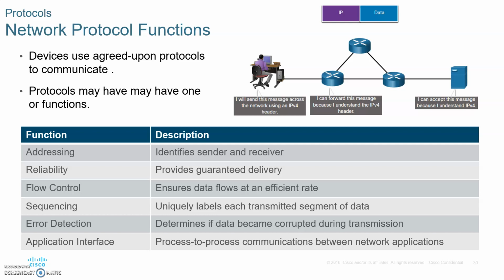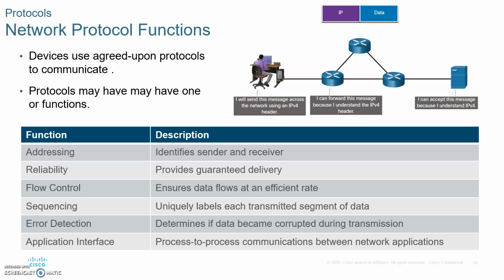Reliability provides the guarantee of delivery, so there's a protocol for that. Flow control makes sure that the data is transmitted in an efficient way. The sender and the receiver, which we'll talk about when we get to the transport layer of the OSI model, can control how much data we are transmitting. We can either slow down or speed up the transmission depending on what the receiver is telling us to do.